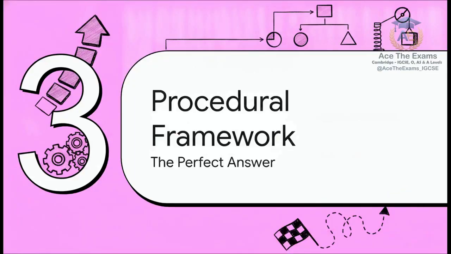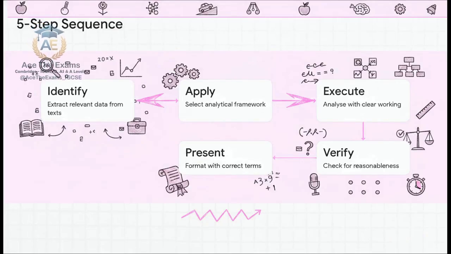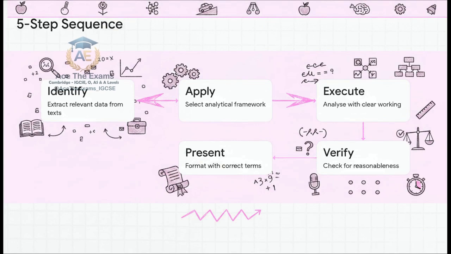Now for section 3, the procedural framework. Let's execute the perfect answer. Knowing that the process is everything, we can build your theoretical understanding into a strict, standardized 5-step sequence. You must use this to systematically process every complex mechanics question.